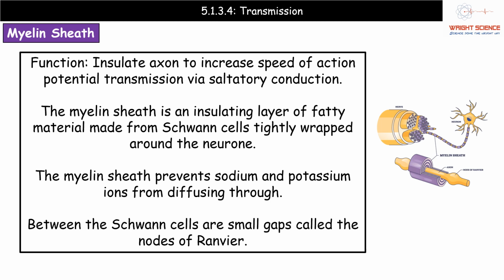So we don't have a complete myelin sheath. It actually has little gaps every so often called the nodes of Ranvier. So basically you've got the Schwann cells tightly wrapped around the neuron, little gap, node of Ranvier, another Schwann cell tightly wrapped, and so on down the length.